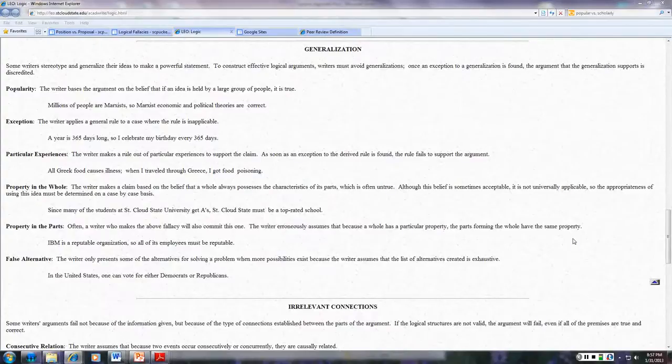The property in the whole: the writer makes a claim based on the belief that the whole always possesses the characteristics of its parts. Always and never are two words that we try to avoid because those typically are not truths. Property in the parts: they assume that because the whole has a property, the parts will have the same property. And a false alternative is when you only present the alternatives you want the reader to consider rather than all of the options.